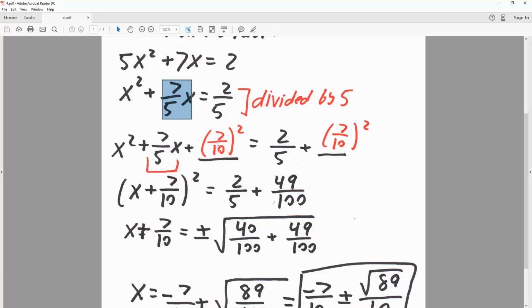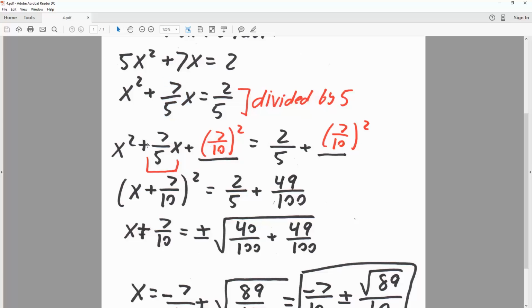And if we're adding 7/10 squared, we also need to add it here. So we're not really making any changes. So just to recap, for the middle term, we divide by 2, and then we square it, and we'll say plus that number is equal to, we'll also write it here.